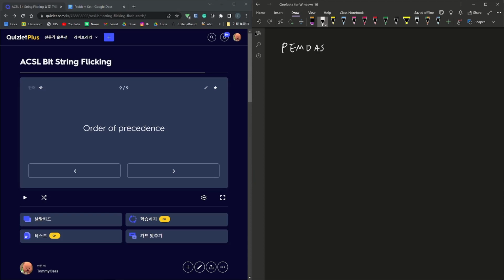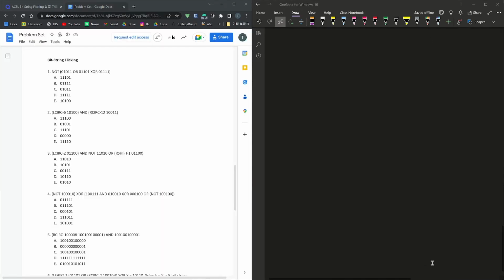PEMDAS: parentheses, exponents, multiplication, division, addition, subtraction. Well, in bit string flicking, there's PNSCAXO. We can't really pronounce this, but anyways: parentheses first, then NOT, then shift, then circulate, then AND, then XOR, then OR. This is like the PEMDAS of bit string flicking, so make sure you know this. Okay, so with that in mind, let's move on to example problems.